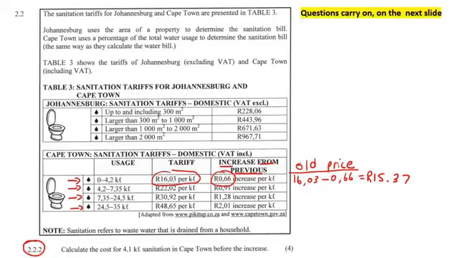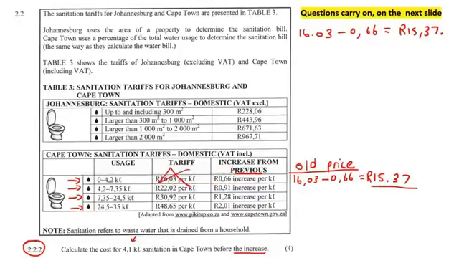But they said calculate the cost for someone who uses 4.1 kiloliters before the increase. So they want the old price. Okay, so let's actually go answer their question now. So we're going to say 16.03 minus 0.66, which would give us 15.37. So that's the old price, which is the price before the increase to this price over here. So we're not using that one.